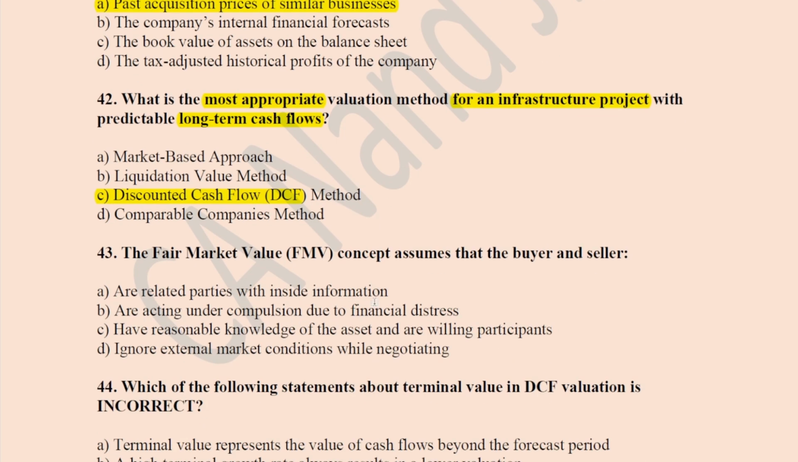In the fair market value concept, what do we assume about the buyers and sellers? Are they related parties with inside information, acting under compulsion due to financial distress, having reasonable knowledge of the assets and willing participants, or willing participants who ignore external market conditions? So what are the assumptions? That the buyers and sellers have reasonable knowledge of the assets and are willing participants. So the answer is C.